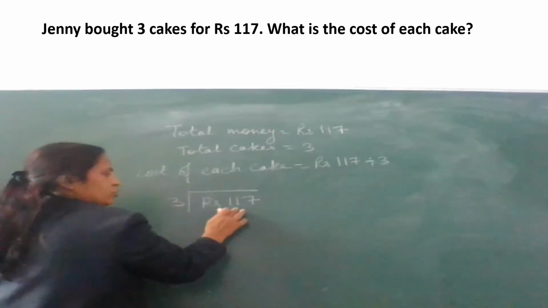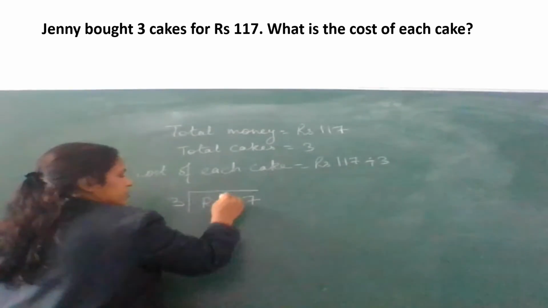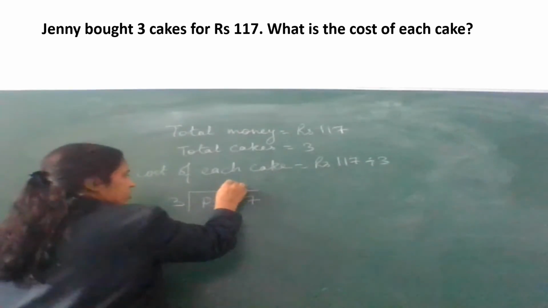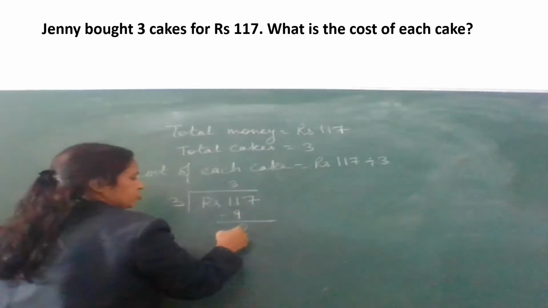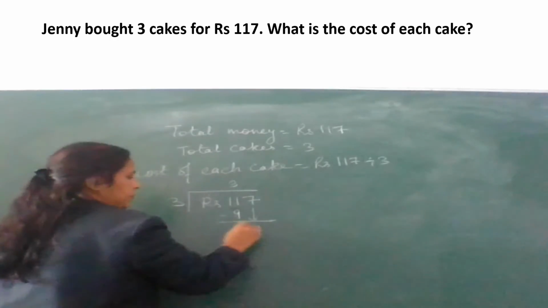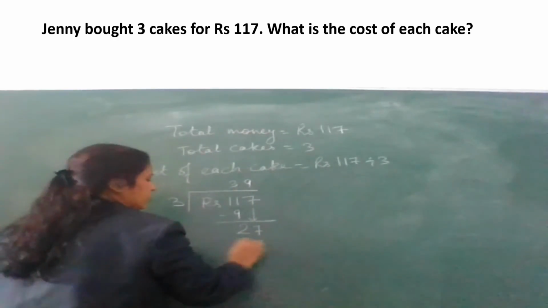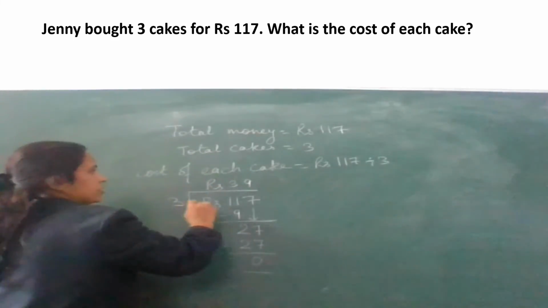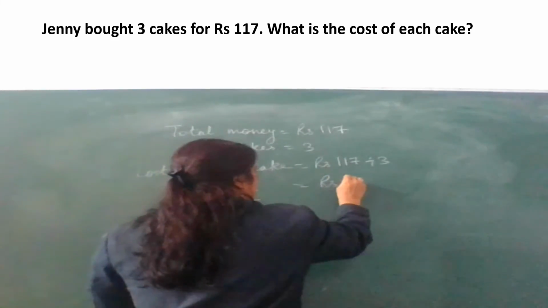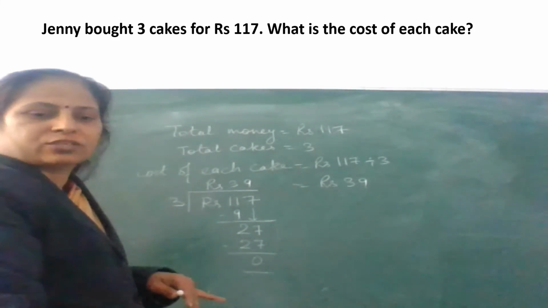Now, you will take a 2-digit number because 1 is smaller than the divisor. 3 threes are 9, 3 fours are 12. 3 threes are 9, 11 minus 9 is 2. And then the next number comes down, 27, from the table of 3. 9 times 3, nines are 27. So the remainder is 0, and your answer is rupees 39. So what is the cost of each cake? Rupees 39. Now let us see the next question.